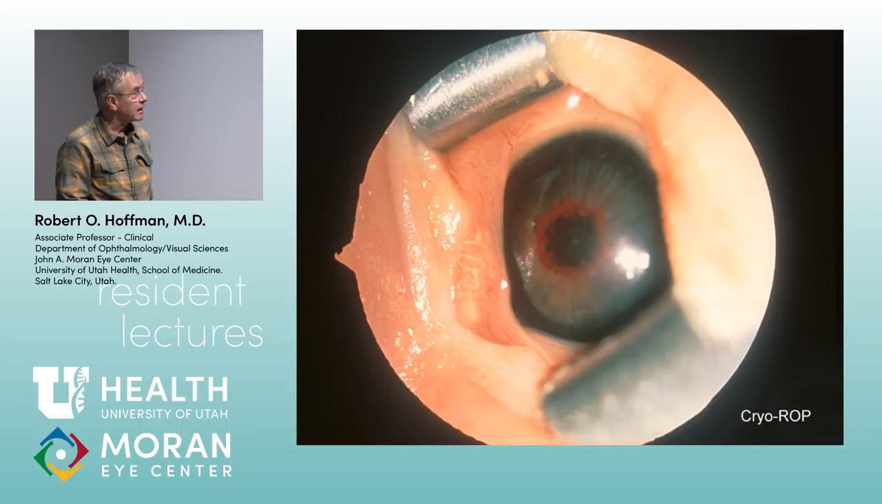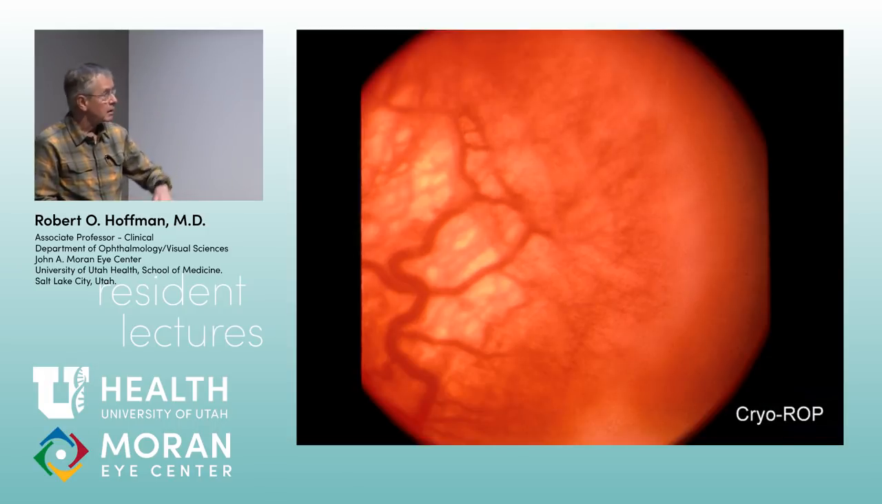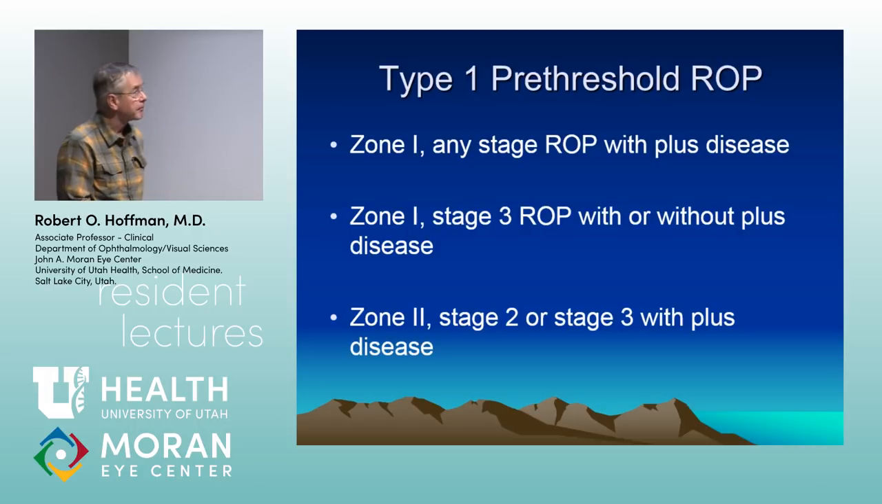This is dilated iris vessels. They're of no significance with ROP other than when you get them, often the pupil doesn't dilate well, making it really difficult. And this is very posterior, flat, aggressive posterior ROP change in zone 1. Classic treatment was either 8 non-contiguous or 5 contiguous clock hours of stage 3 with plus disease in cryo-ROP.